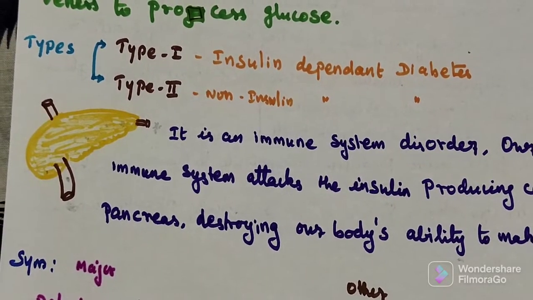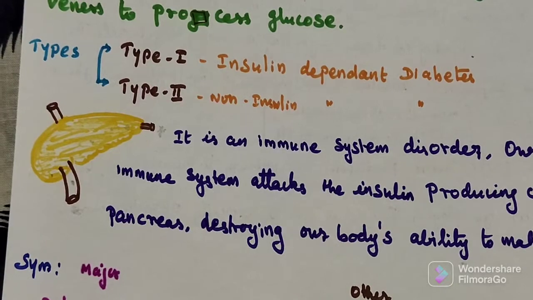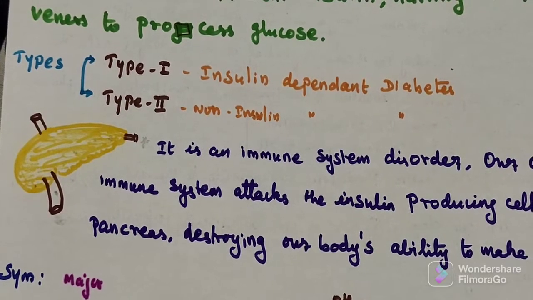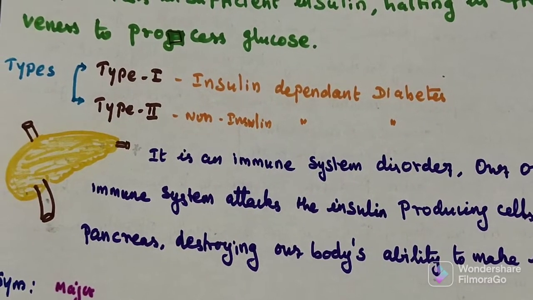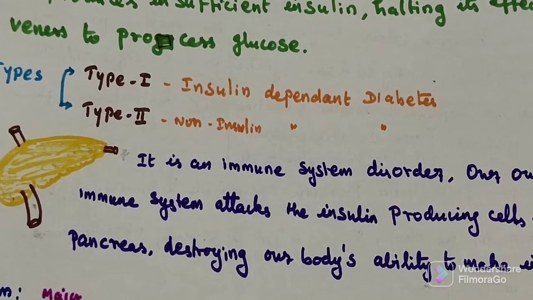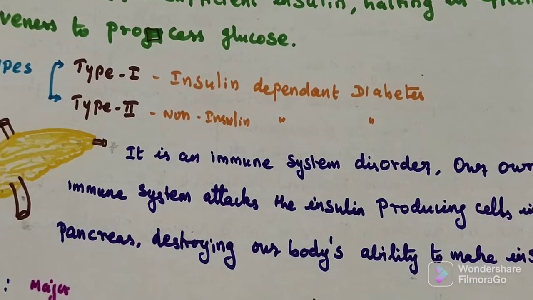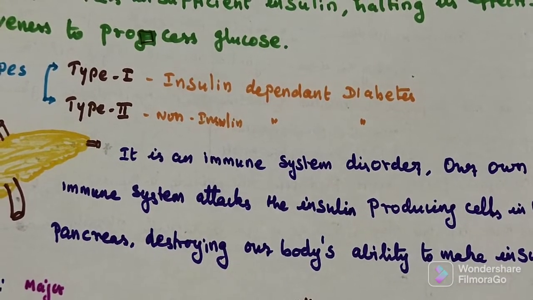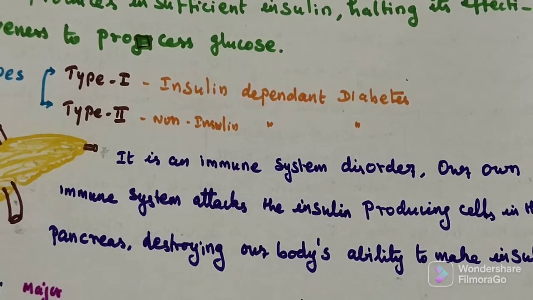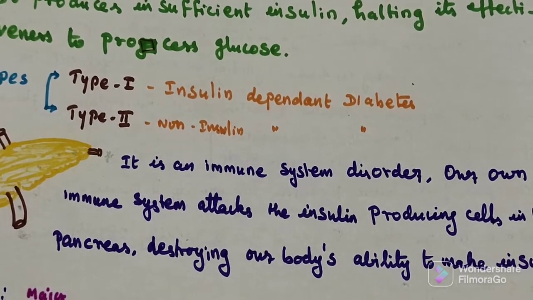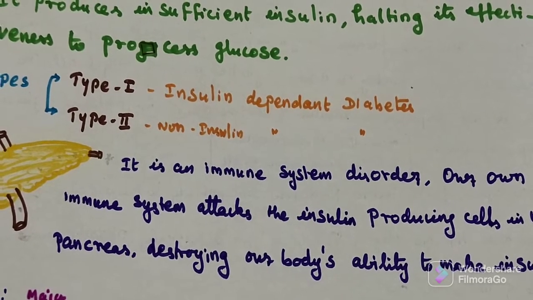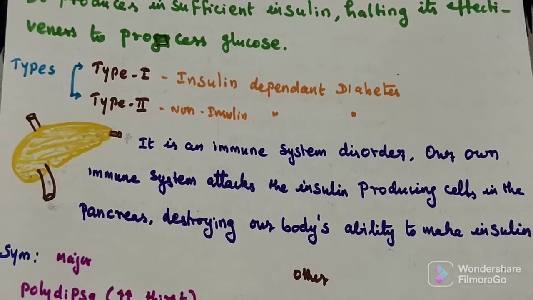Next, moving to types. There are two main types, type 1 and type 2. One more type is gestational diabetes, which mainly affects the pregnancy period. Type 1 is also called insulin dependent diabetes mellitus. This is due to autoimmune destruction of beta cells, so there is an absolute deficiency of insulin. The second one is non-insulin dependent diabetes mellitus, due to lack of insulin production. The third one is gestational diabetes, during the period of pregnancy.